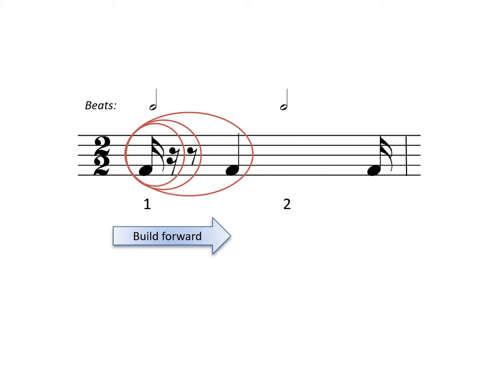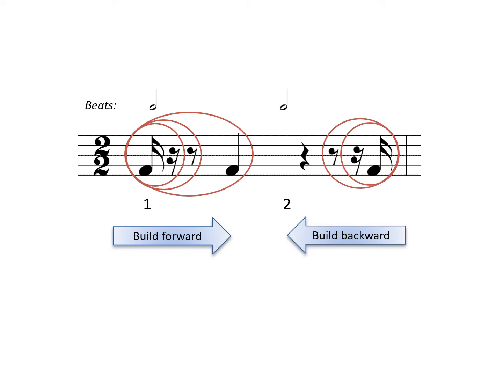The second beat ends with a 16th, and so we build backwards. First the 16th to make an 8th, and then the 8th to make a quarter, and then a quarter to make the full half note beat.